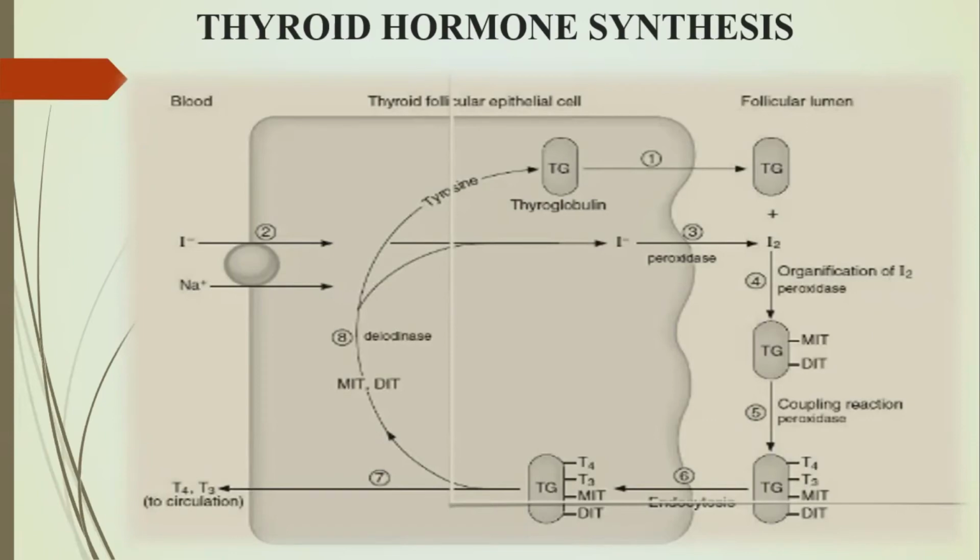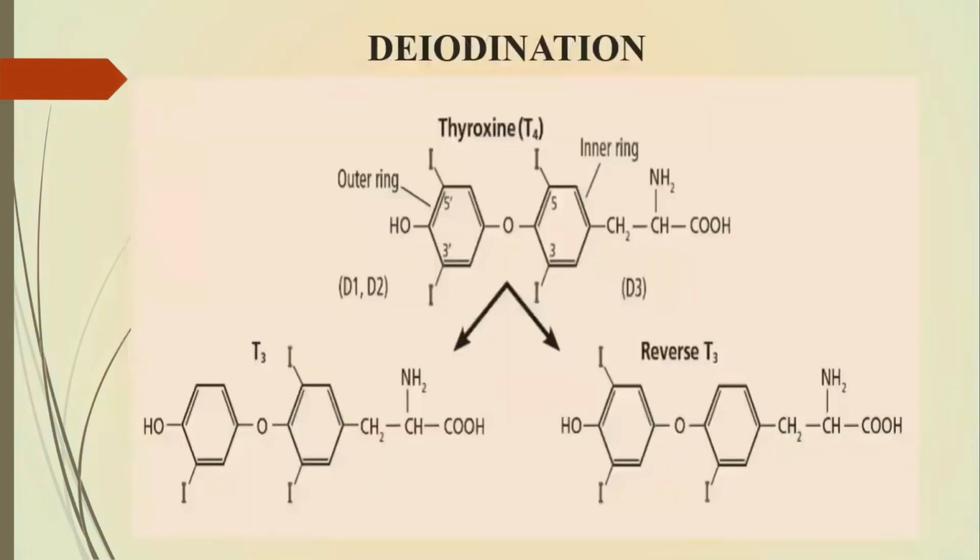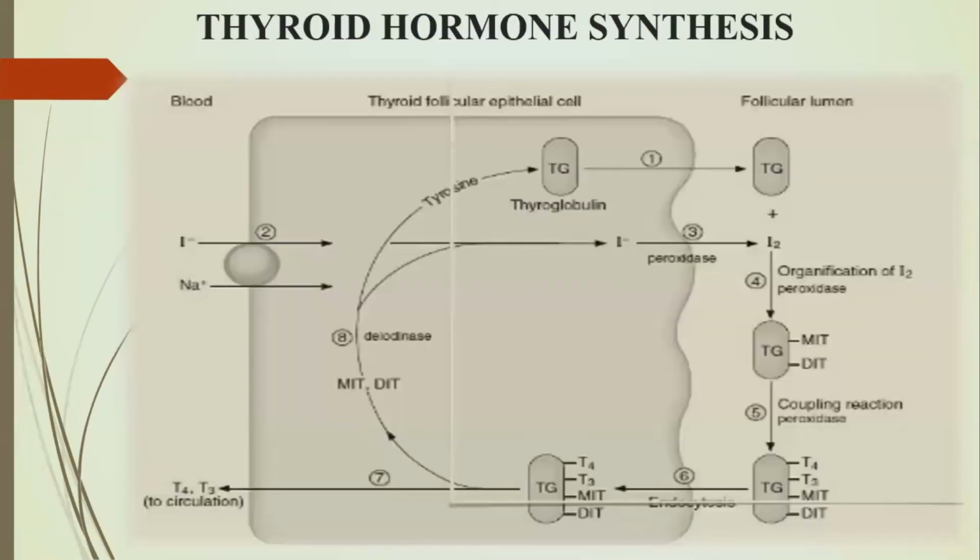Here is the figure of thyroid hormone synthesis. Thyroid hormone synthesis requires a variety of molecules in the thyroid follicular cells, including the sodium iodide symporter or NIS, which transports iodide into the cells, and thyroperoxidase or TPO, which oxidizes the iodide into iodine that in turn iodinates thyroglobulin.